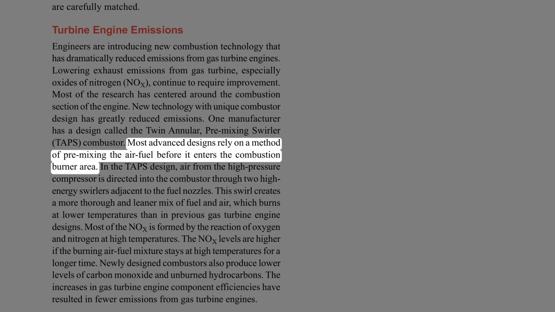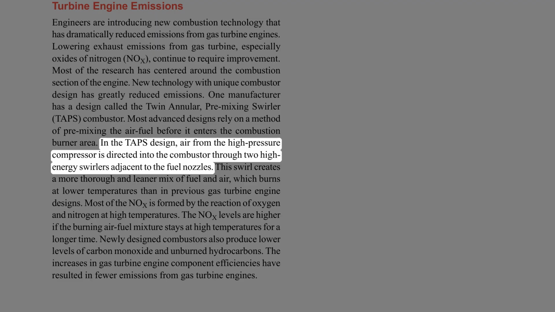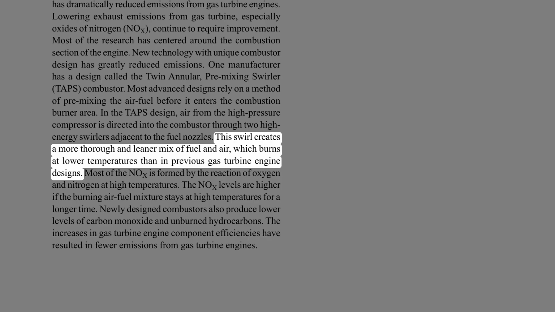Most advanced designs rely on a method of pre-mixing the air and fuel before it enters the combustion burner area. In the TAPS design, air from the high-pressure compressor is directed into the combustor through two high-energy swirlers adjacent to the fuel nozzles. This swirl creates a more thorough and leaner mix of fuel and air, which burns at lower temperatures than in previous gas turbine engine designs.